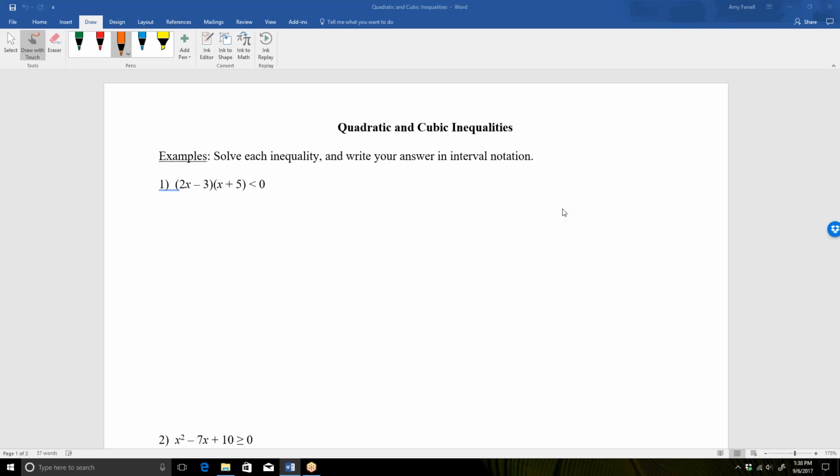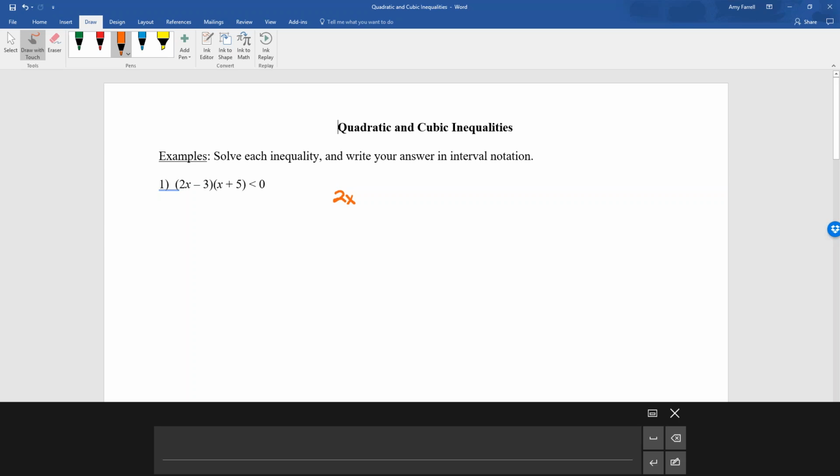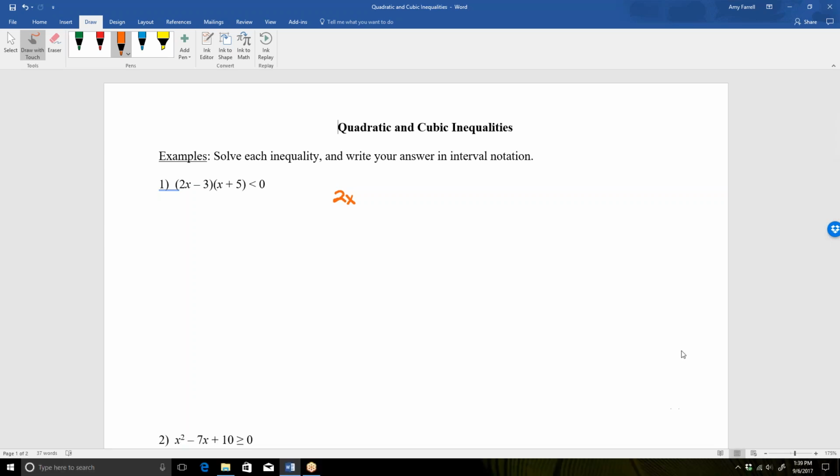In this video, we're going to talk about quadratic and cubic inequalities. So we're going to start here with a quadratic inequality. And the first thing we're going to do is set those factors equal to 0. So we're going to basically solve the corresponding equation. Let me go ahead and do that, and then I'll tell you why we're going to do that.